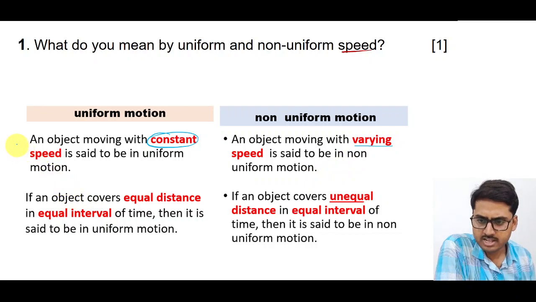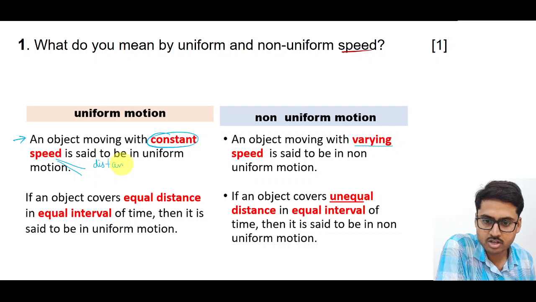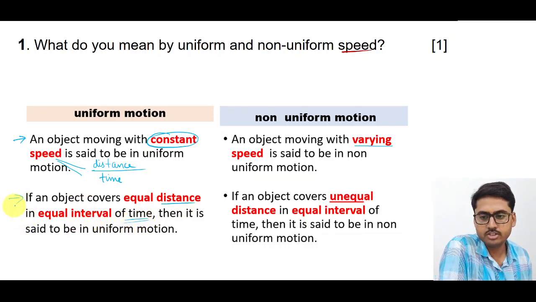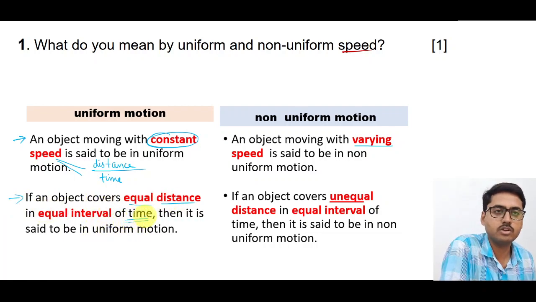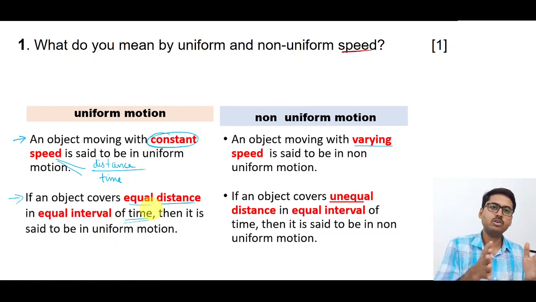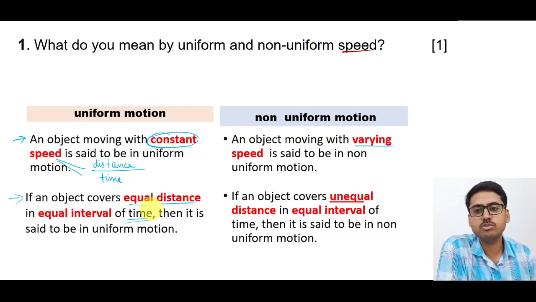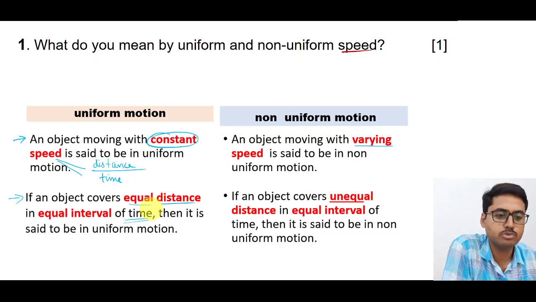Well children, this same definition can be expressed in 2 ways, because you know speed is expressed as 2 quantity, that is distance by time, right? So we can use distance and time to express the same concept. So here the definition would be, if an object covers equal distance in equal interval of time. If time interval is same and the object is covering equal distance, right, then the object would be said to be in a uniform motion.